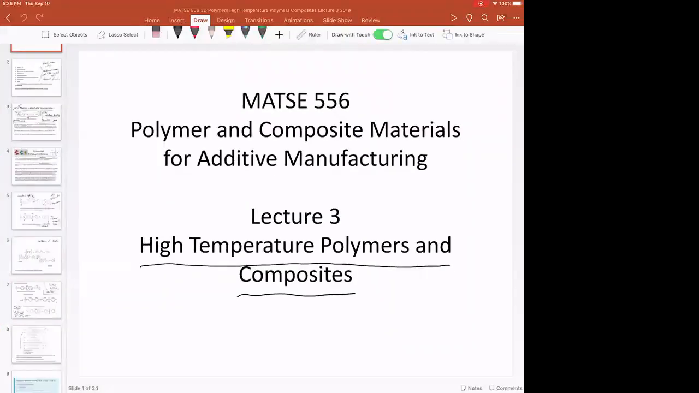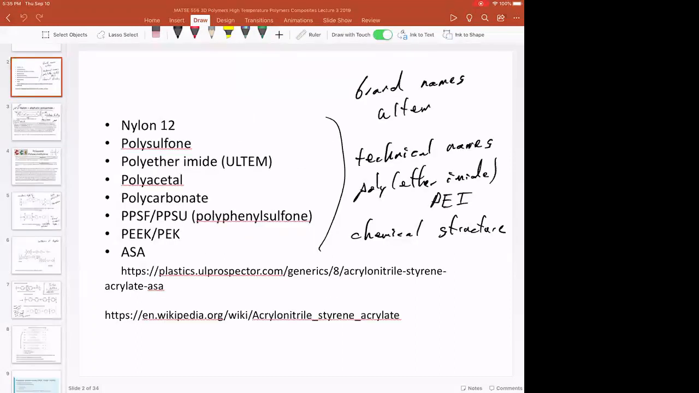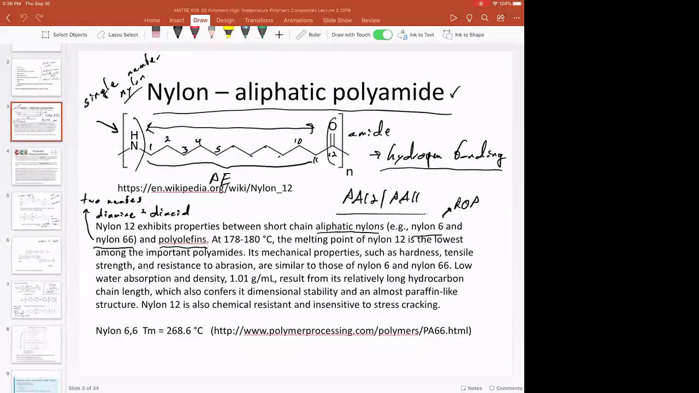And so last time we were talking a lot about different high temperature polymers and composites. So I want to talk about all these different polymers, and I'll talk about their properties and their chemical structure. And then really the properties lead us to thinking about where these materials are used in applications. And so we've talked a lot about PA11 and PA12 and different nylons.